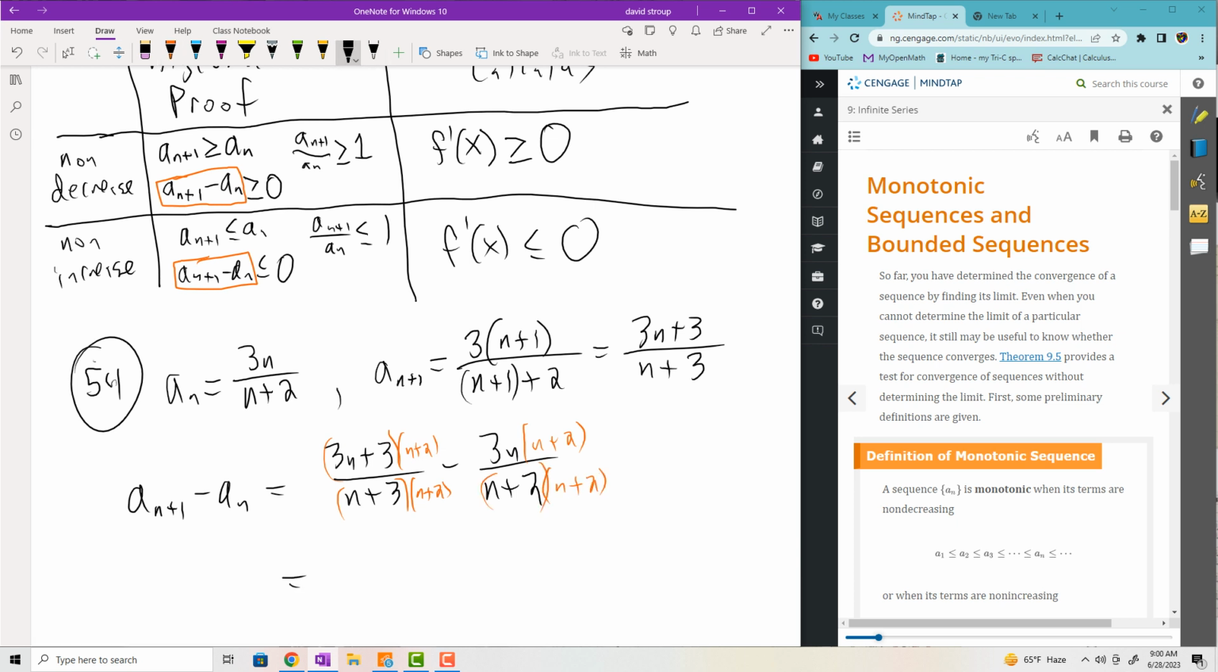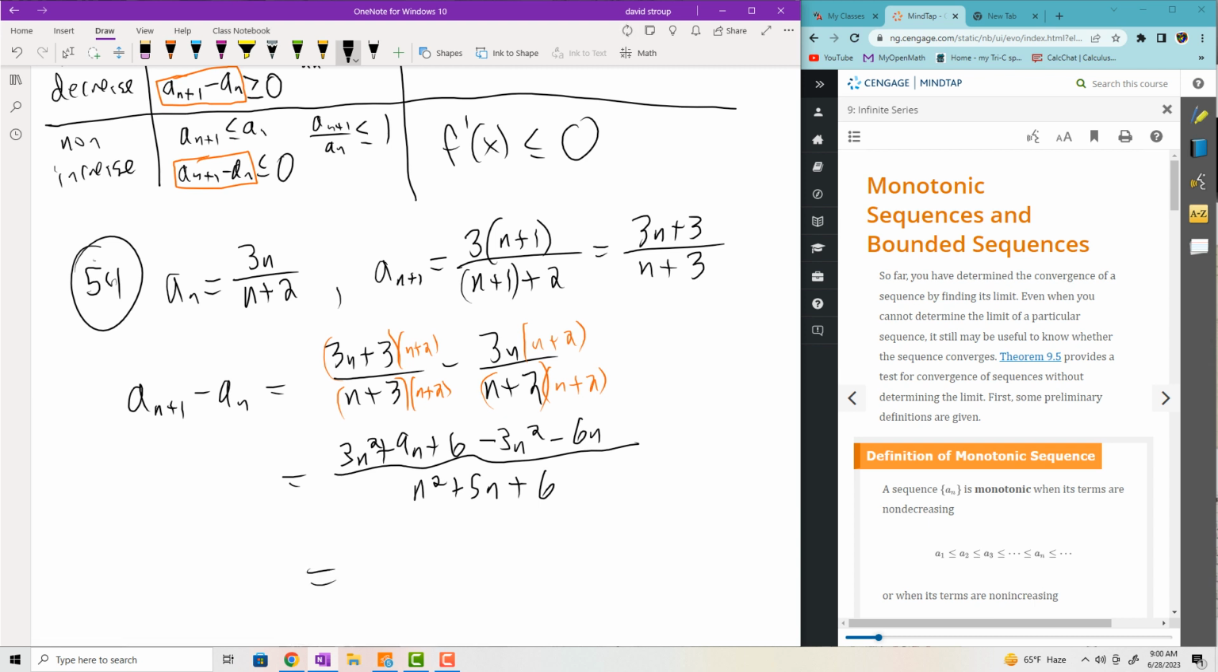Okay. And then this will be in the first numerator 3n squared plus 9n plus 6. The second numerator is going to end up being negative 3n squared, distributing the negative, 3n minus 6n all over this n squared plus 5n plus 6. And then combining like terms, those will go away. I have 3n plus 6 all over n squared plus 5n plus 6.